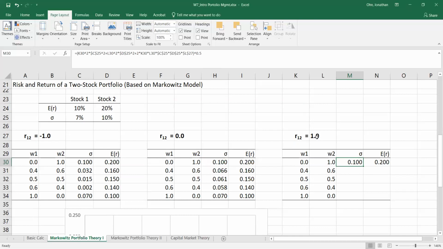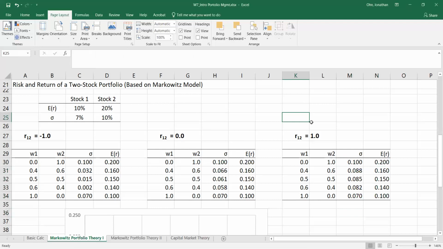When the correlation coefficient is 1.0, that is L27. So L27 is there, right? So I literally applied the Markowitz mathematical model to calculate standard deviation and the expected return with the different correlation coefficients there. So let's copy and paste.